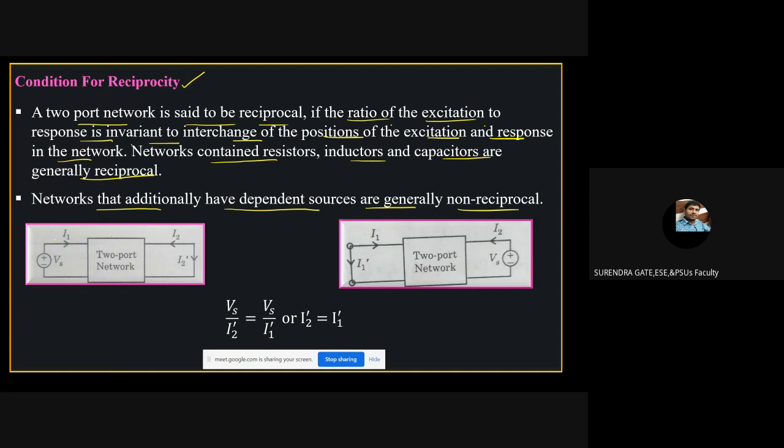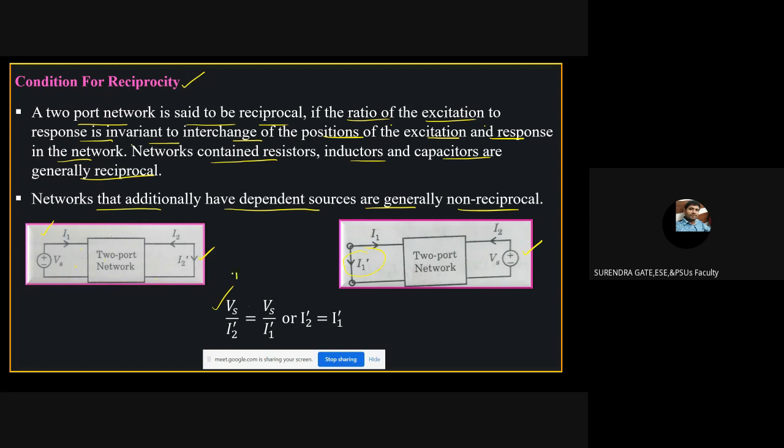It's very simple. First, connect the source at the input port, and this is the port current. The input port is connected with the source, and the output port is short circuited. Now for this I1 current, the current is I2 dash. Because of the short circuit, the current flows like this. Now you find the Vs by I2 dash ratio. Now connect the source at the output port. Now the current at the input port is I1 dash. Now you find the ratio of Vs by I1 dash.